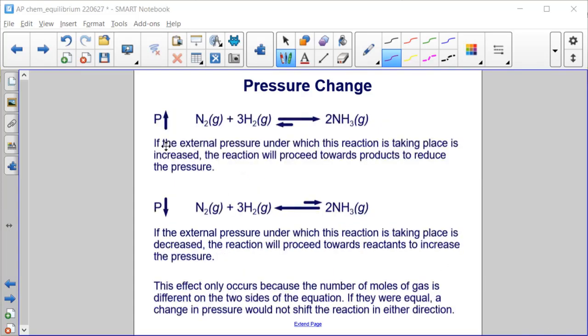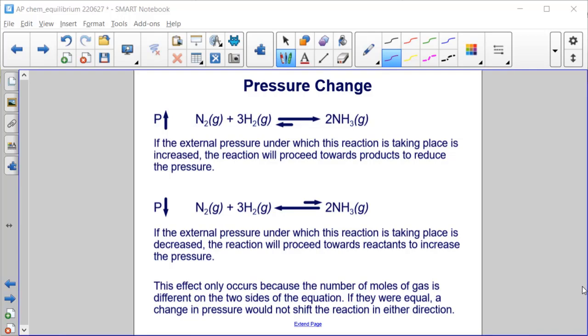So, if the external pressure under which this reaction is taking place is increased, the reaction will proceed toward the products, toward the side with fewer moles, to reduce the pressure. If the external pressure under which this reaction is taking place is decreased, the reaction will proceed toward the reactants, the side with more moles, to increase the pressure.